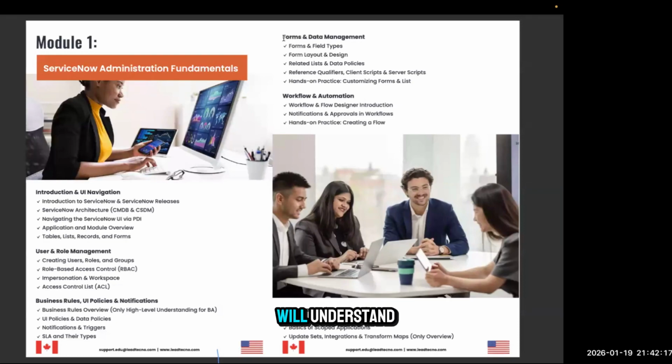Then we will understand the different forms in ServiceNow. What are the fields over there? What are their types? The layout of the form, the related lists we have there, right? For each of the topics, we will have live demos and hands-on practice on the instance, because theory is one thing, but seeing things in a live environment is another. That's how the learning should be. When we do things practically, we adapt really quickly.